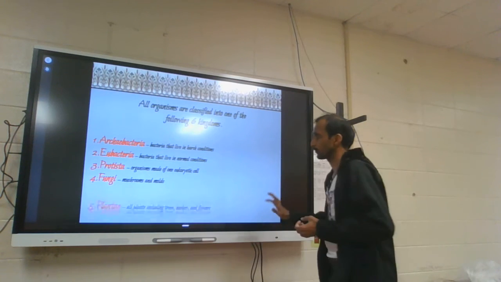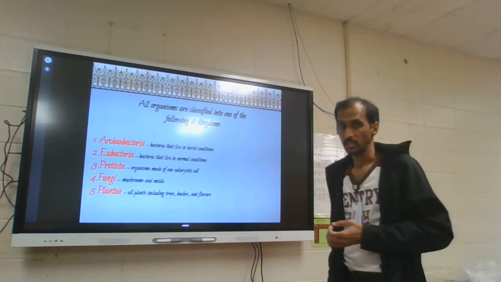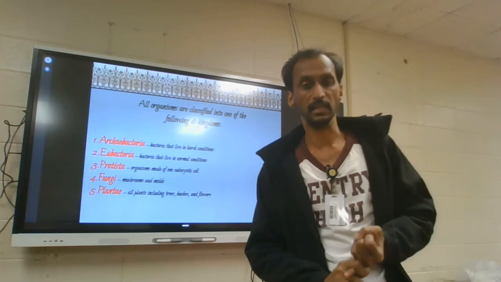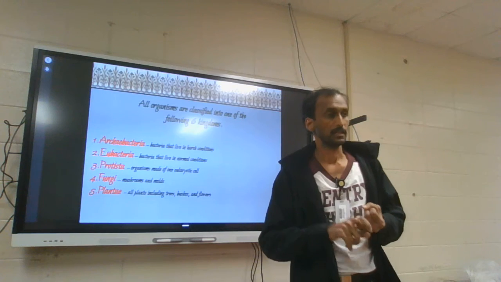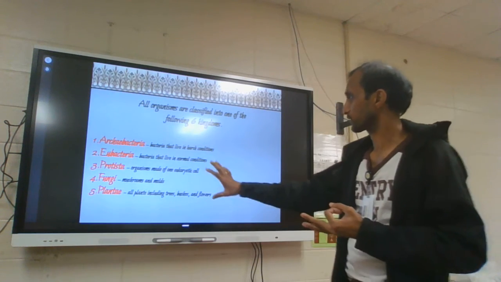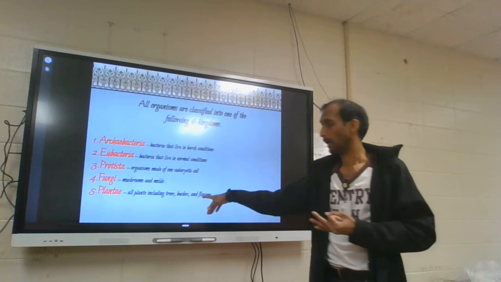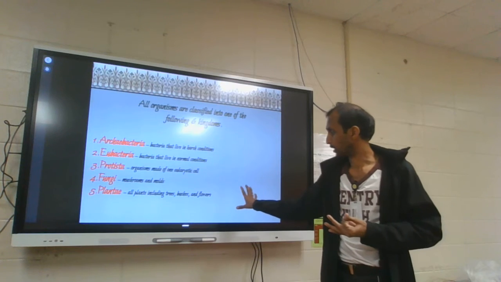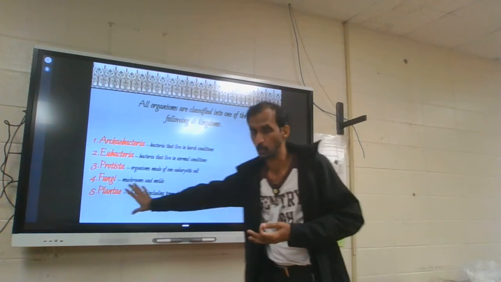The next one, the fifth one, is called Plantae, which means all plants. It doesn't matter whether the plant lives in a desert, in a forest, or in a rainy area. All kinds of plants come under Plantae, and also bushes and flowers. When we're talking about flowers, they also come under this Plantae group.